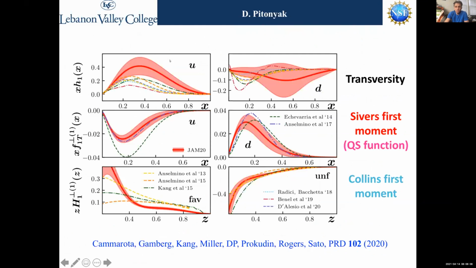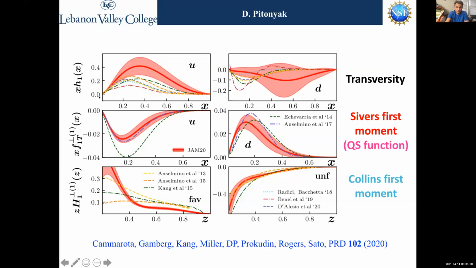We extracted transversity for up and down quarks and compared it to previous extractions. For up quark, it's positive, for down quark, it's negative. We extracted the first moment of the Sivers function that can be related to the Qiu-Sterman matrix element. Again, for up quark, it's negative, for down quark, it's positive, and it is also comparable to the existing extractions. And the first moment of the Collins function that can be related to the twist-three function that describes fragmentation is also extracted for favored and unfavored fragmentation. Again, signs are different here, and they are compatible with existing extractions.